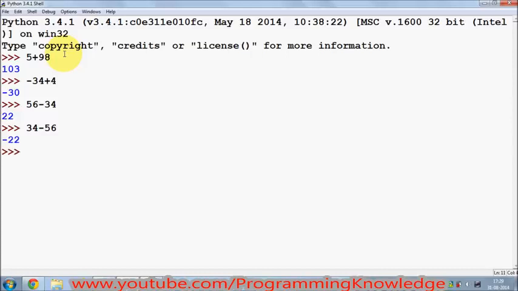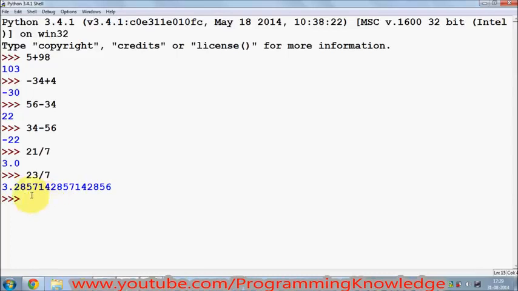Now for division, you can just write, for example, 21 divided by 7. This is the symbol we use for division, which is slash. 21 divided by 7 gives you the answer 3. And if you want to divide numbers and get decimal values, for example, 23 divided by 7 will give you 3.28 something, right? So this will also give you decimal values.